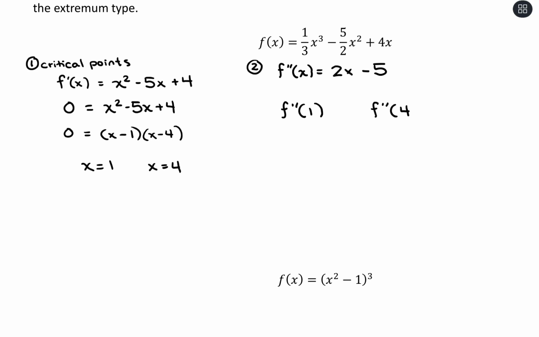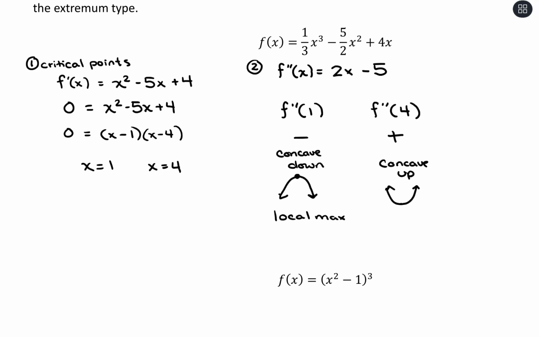And all I care about is whether it's positive or negative. So let's see, 2 minus 5 is a negative 3. So that's negative, and that tells me that at that value we are concave down, which means we have a shape like this, which means we're making a local maximum. And then our second derivative at positive 4 will be 8 minus 5, so a positive 3. So this is concave up, which creates this shape right here, which means we're making a local minimum.